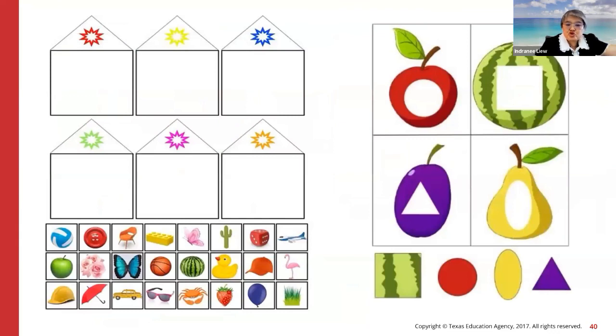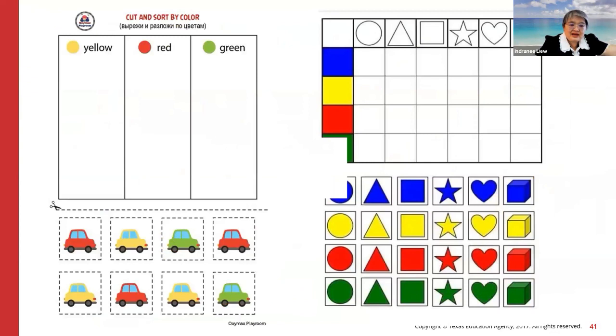They are supposed to sort them according to color. This is fruit. Okay. Shape and shapes. This one you sort the car, so they have to sort it out as yellow, red, and green. Here, okay. Oops, sorry. Here will be according to the shape and color.